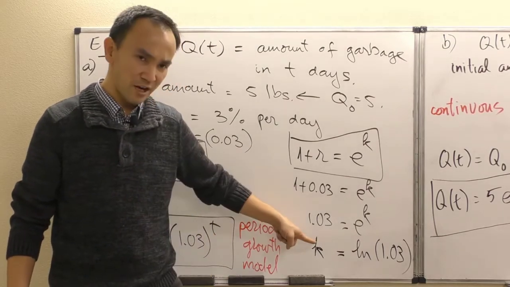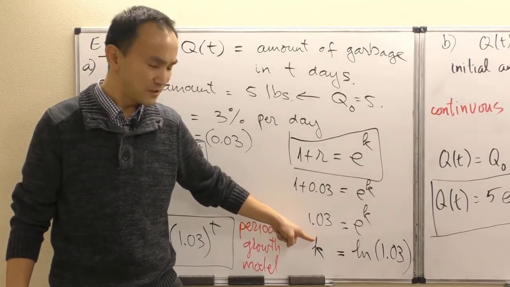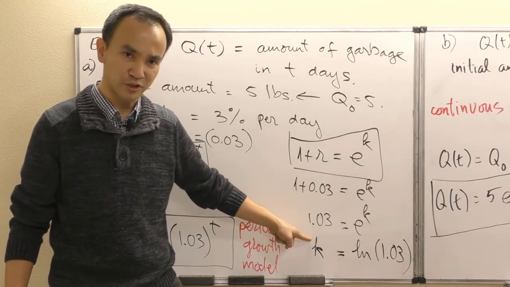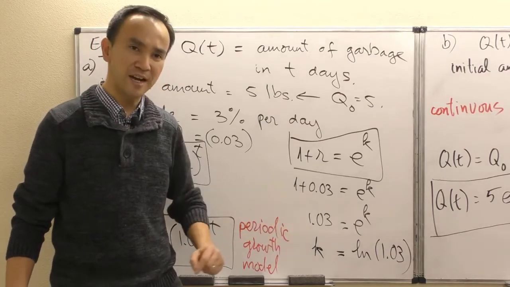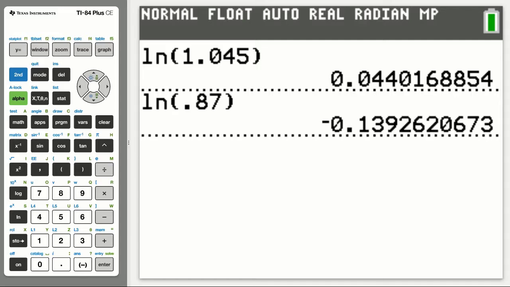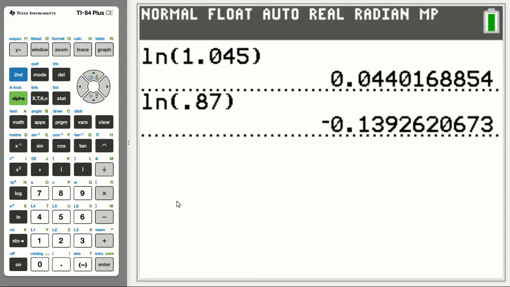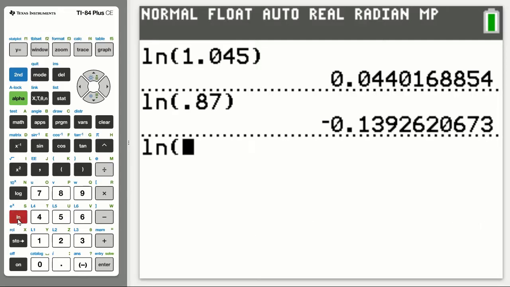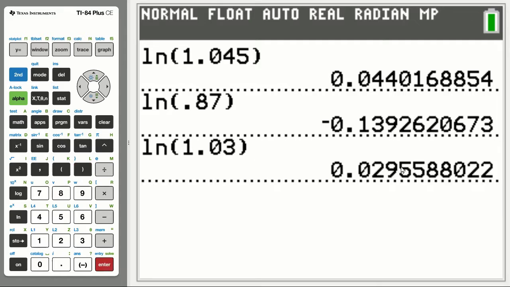So now I'm going to head over to the calculator and pull out that particular value. All right, so on my calculator, I'm going to go ln 1.03. And this will be my value right here. So this is now going to be my continuous growth rate. And let's round that to 5 decimals here.